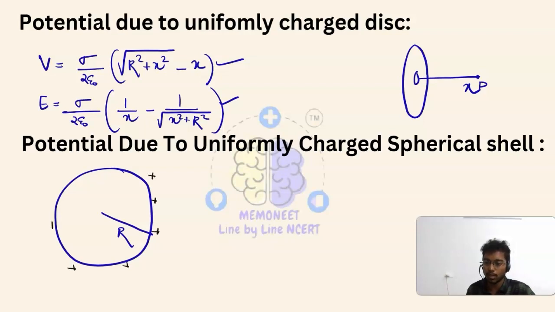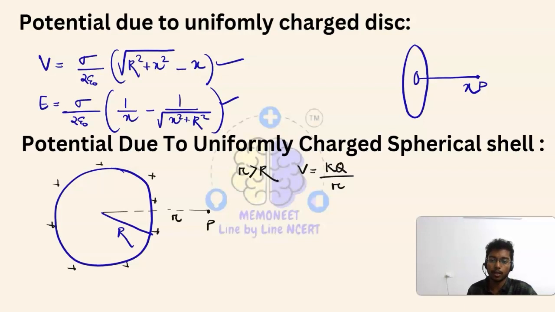Charge must reside at the surface of the shell, because inside this there will be no charge, as this is empty space. Let's say at this position the distance is r, at point P. We can find the potential in three cases. First, when the value of r is greater than capital R, the radius of the shell, the potential is V equals kq upon r, where r is the distance from the center of the shell to the point P.